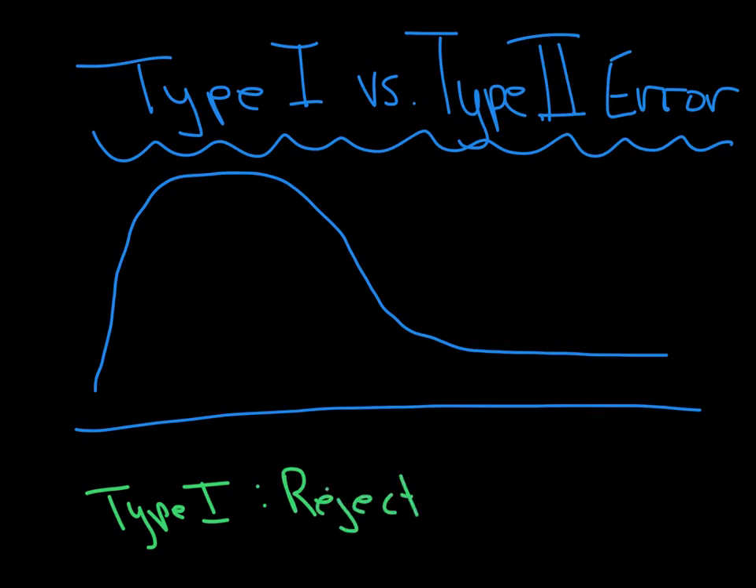So remember, you can't avoid error. Either it's a type 1 error or it's a type 2 error. There is no avoiding it. You can decrease the probability of error, but you're not going to completely get rid of all error.